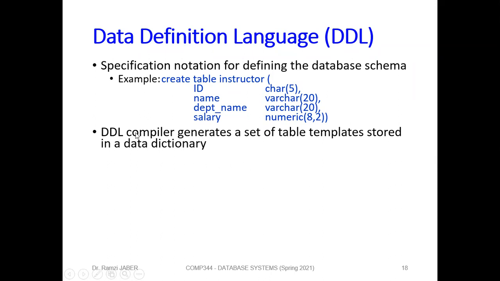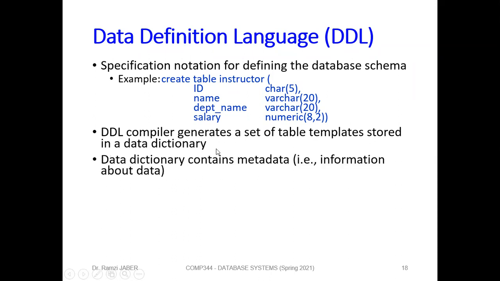The DDL, data definition language, compiler generates a set of table templates stored in the data dictionary. So we have a data dictionary. What is the data dictionary? It contains metadata, information about the data itself. So it's like temporary tables inside the database, holding things like the database schema, integrity constraints, and others.